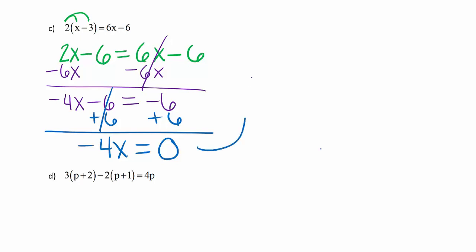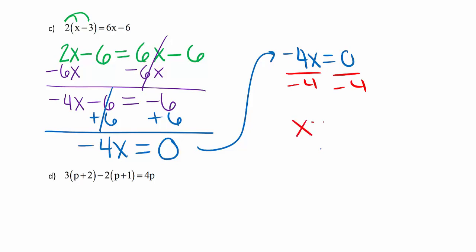All right, so to finish, I'll rewrite my problem over here. I want to get rid of that minus 4. It's being multiplied, so I have to divide both sides by minus 4. And 0 divided by negative 4 is 0. Don't let the 0 throw you off. It's perfectly fine to get a solution of 0. It doesn't mean you've done anything wrong. It's just another number to work with.